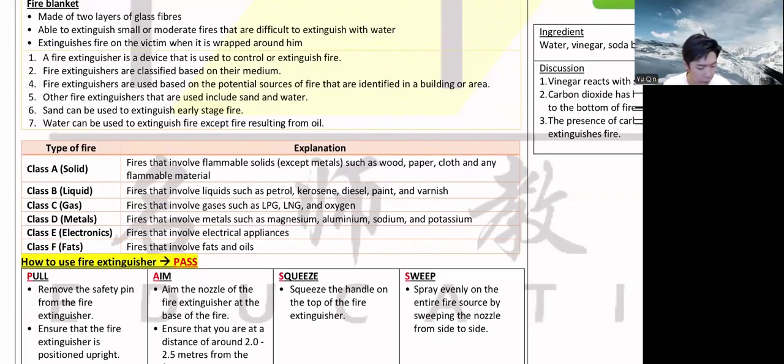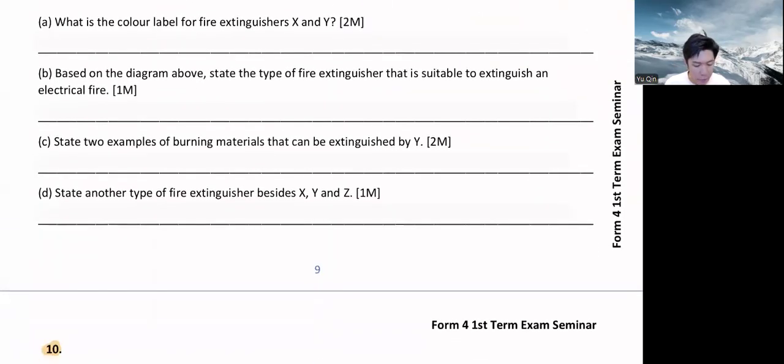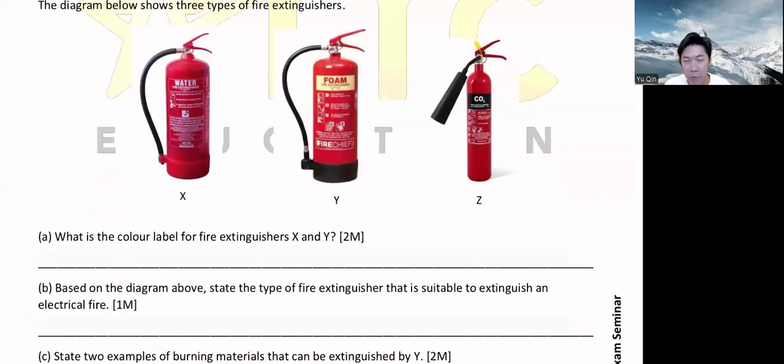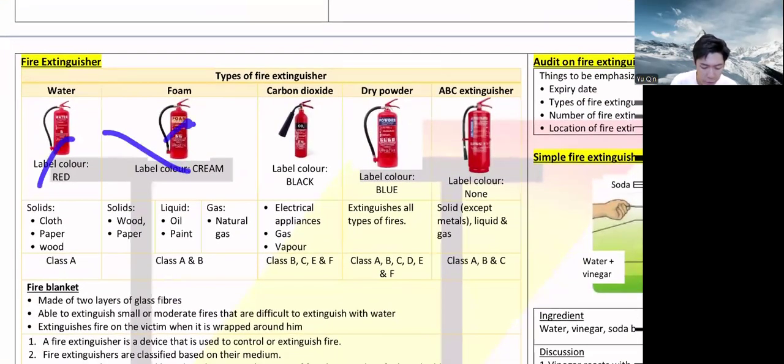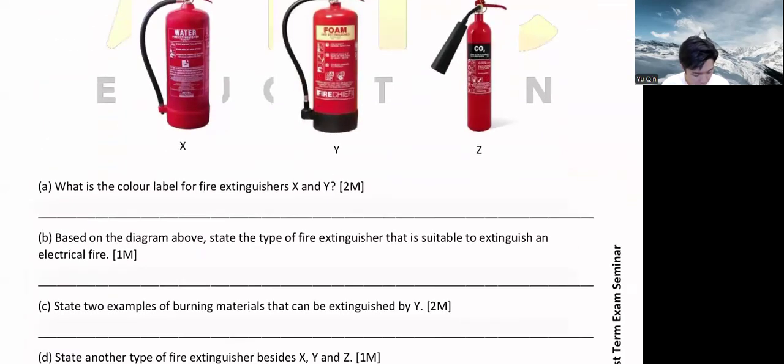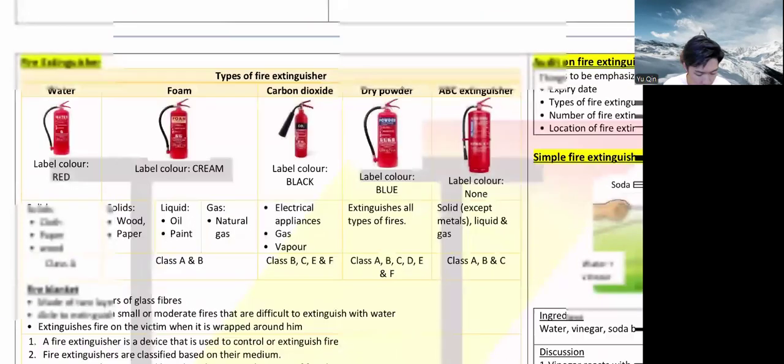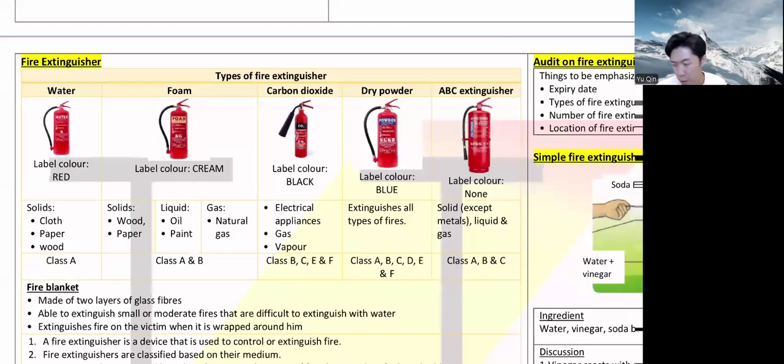Okay, right. So next one. Another type of extinguisher, other than water, foam, CO2. I think you have 2 more to go, right? Then you have dry powder and ABC. So you can write dry powder or ABC, but it's 1 mark only. So just go ahead with dry powder or ABC.